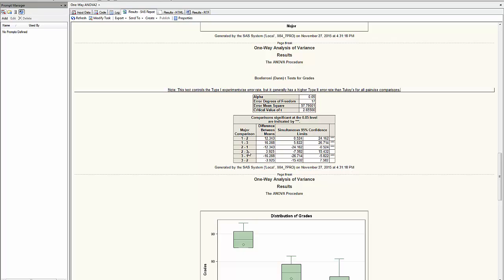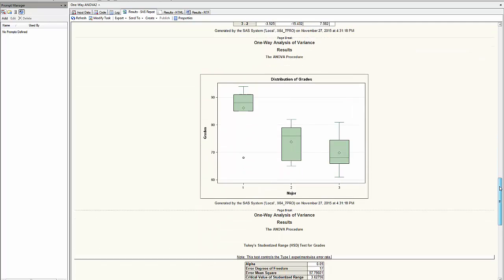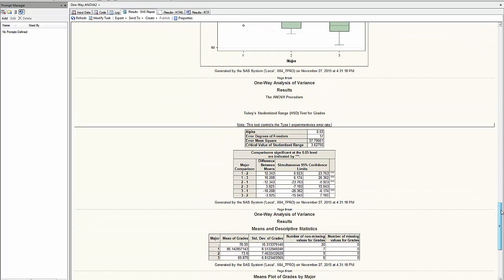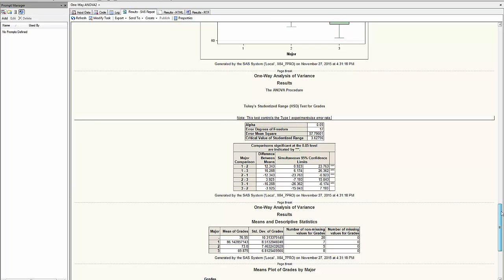Between group 2 and group 3, I get an interval from negative to positive where 0 is included, no stars are indicated, so that means the mean of group 2 is not significantly different from the mean of group 3. Similar results are obtained when I use the Tukey comparison test.